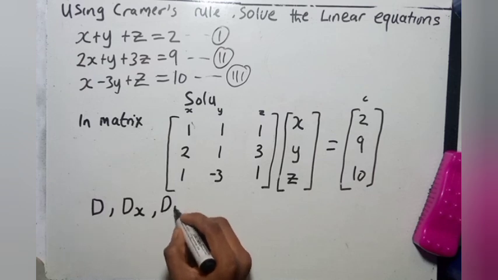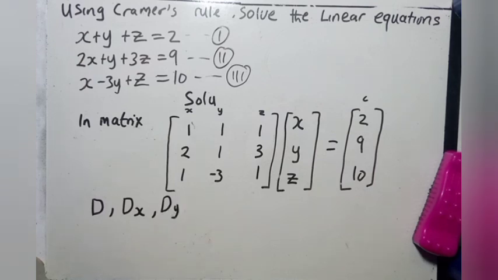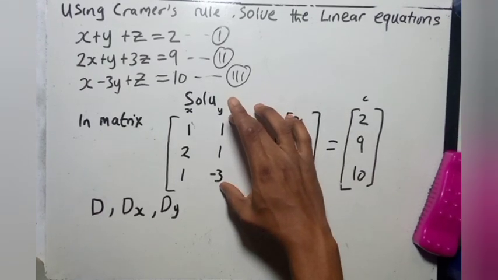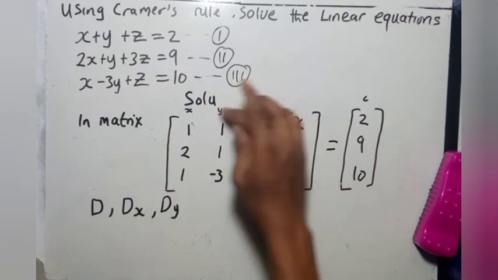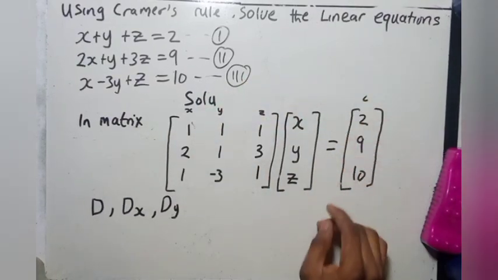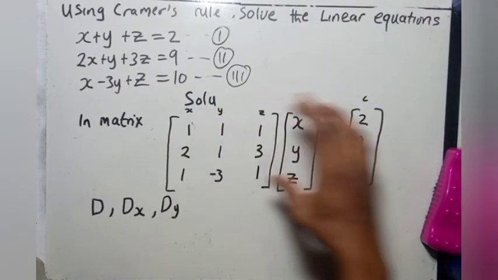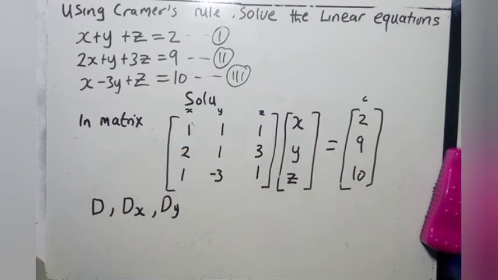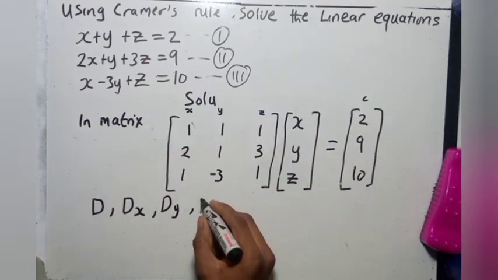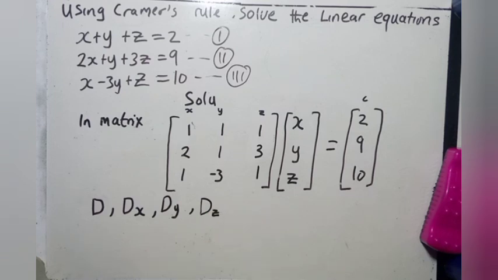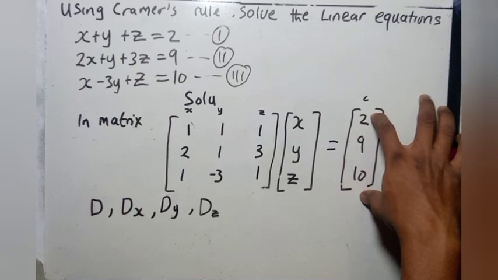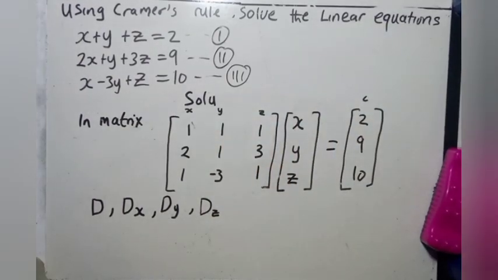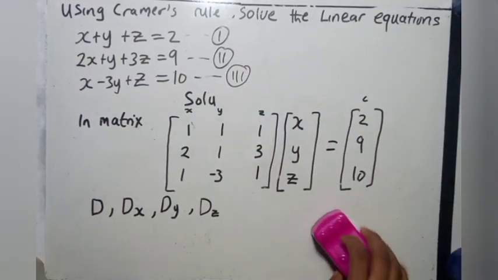dy is not far from that. You just have to change this particular column with this. When you replace this one with this one, then you find the determinant of that one. You get your dy. The same thing also goes for your dz. You replace this one with this one, and you find your determinant. So that's what we're going to be doing today.